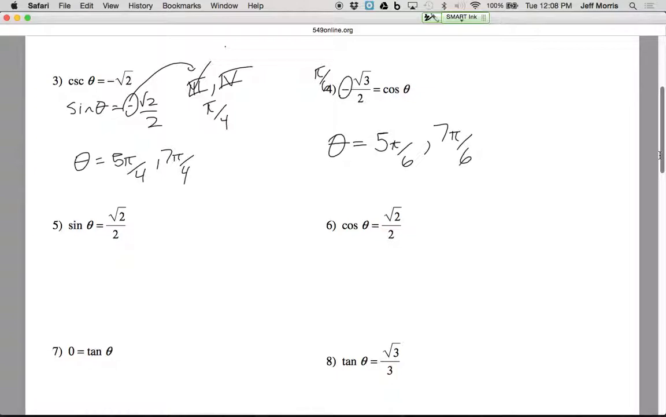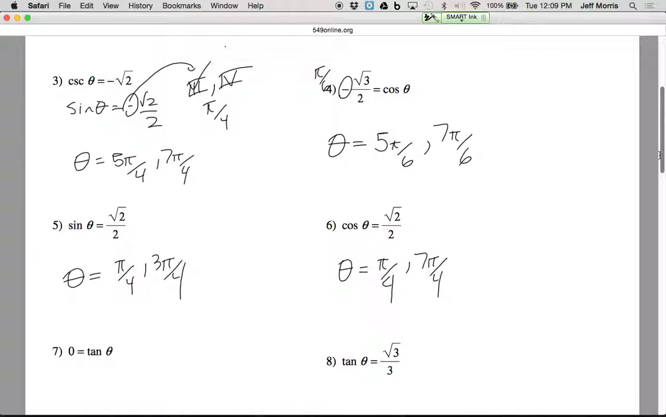Okay? What about this one? Quadrant 1 and 2. Pi over 4 and 3 pi over 4. What about the next one? Quadrant 1 and 4. So what is it? Pi over 4 and 7 pi over 4.